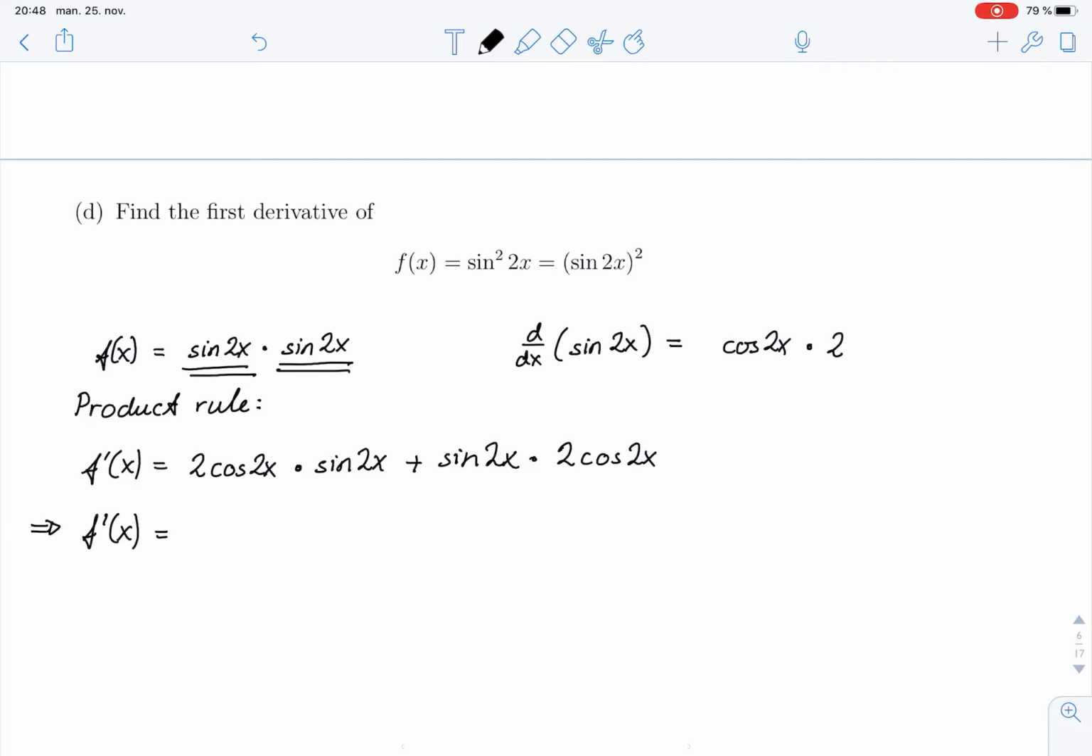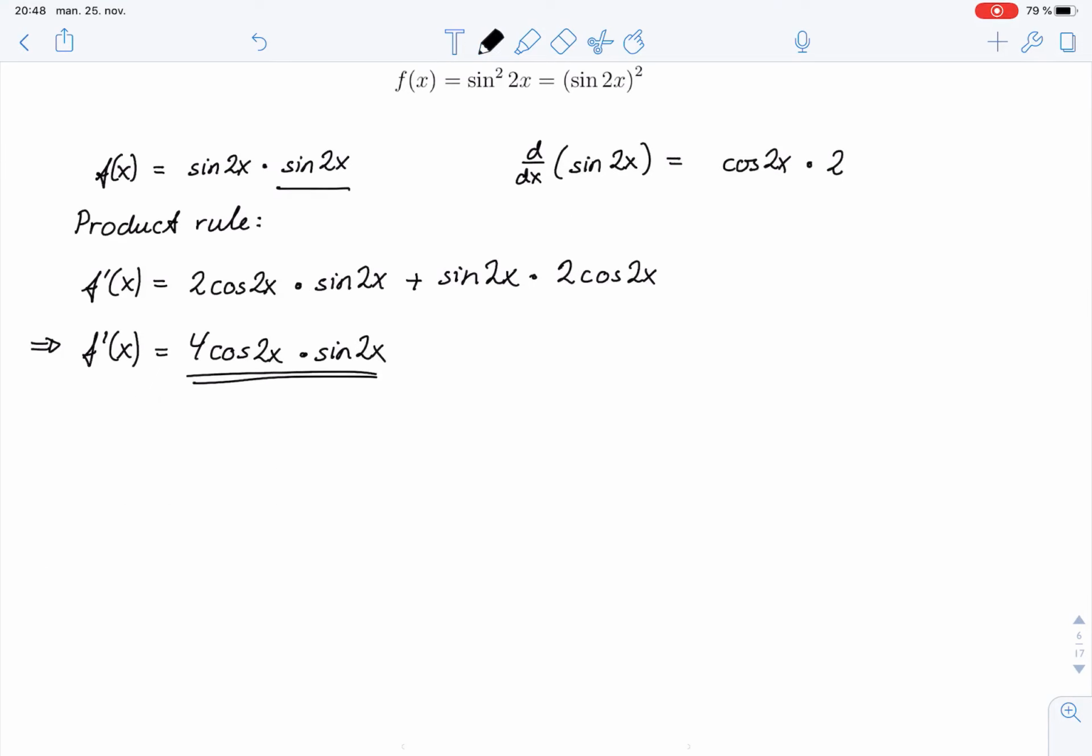So we now have two totally identical terms. We have a 2 in front of both, so we will get 4 cosine 2x times sine 2x. So that would be one way of doing it. Alternative is the chain rule.